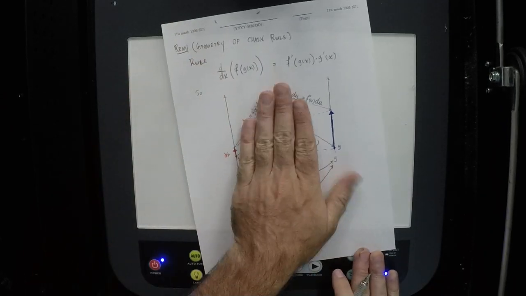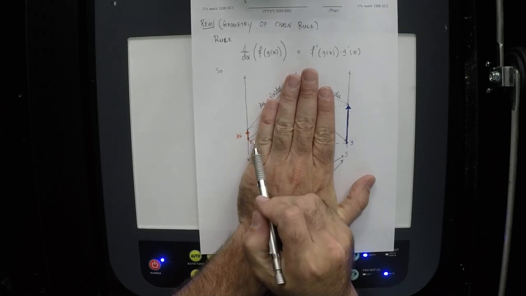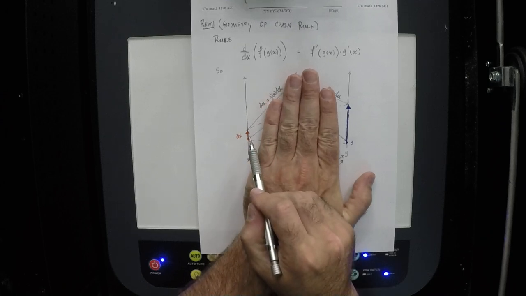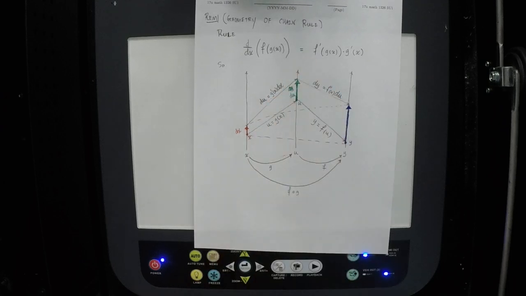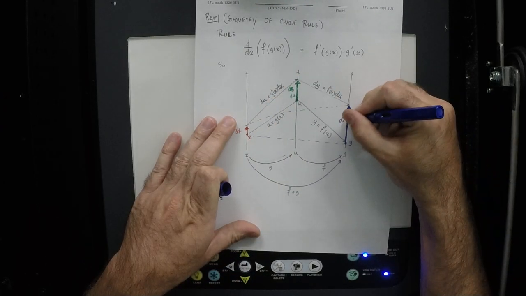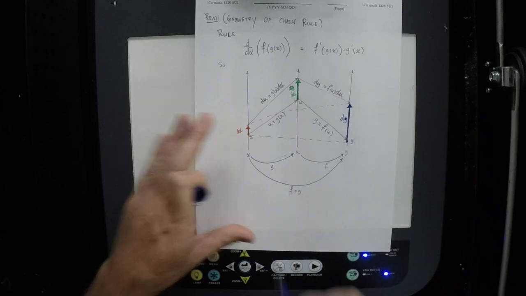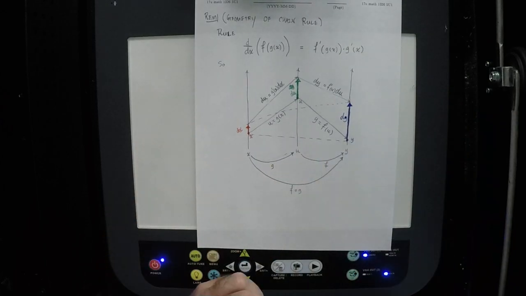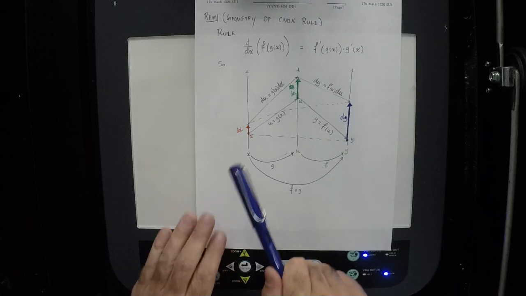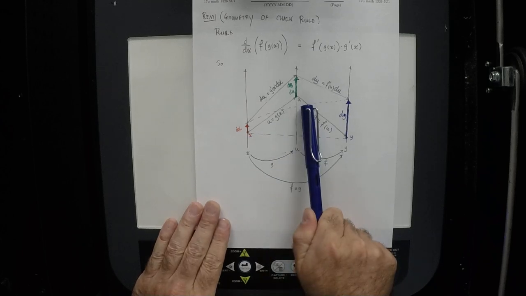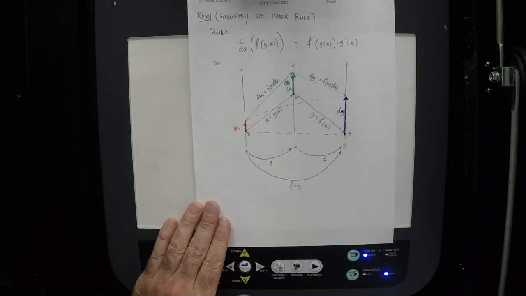Which is to say, all I want to know is how the red things become the blue things. Right? And this one is a dy. How does a dx become a dy? How does a red arrow become a blue arrow? Well, it does so in two steps. First it becomes a green arrow, and then it becomes a blue arrow.